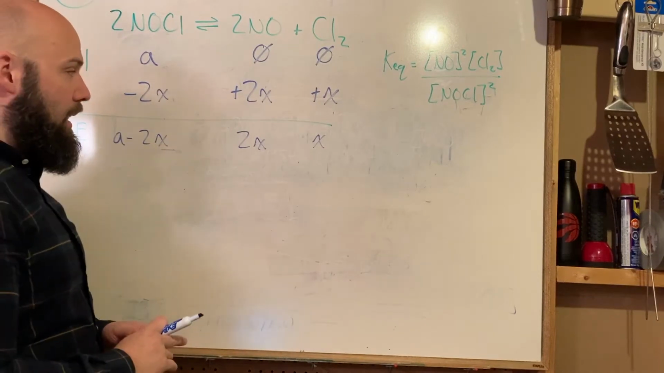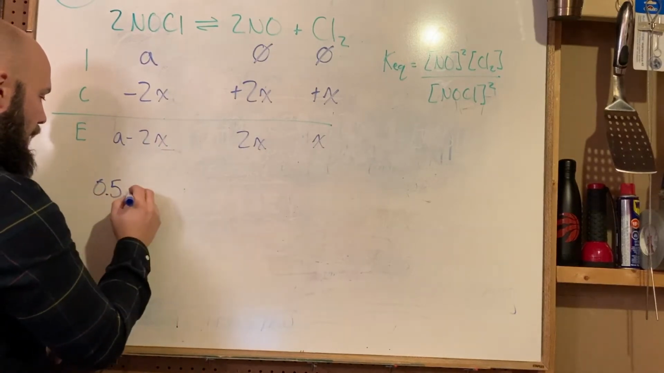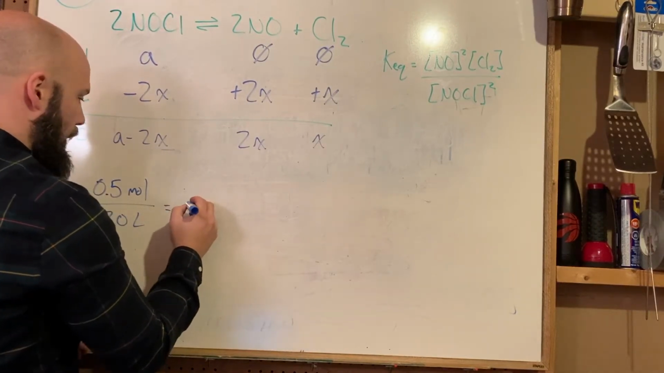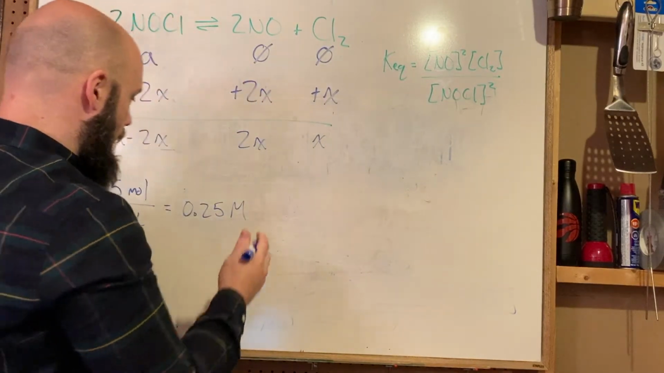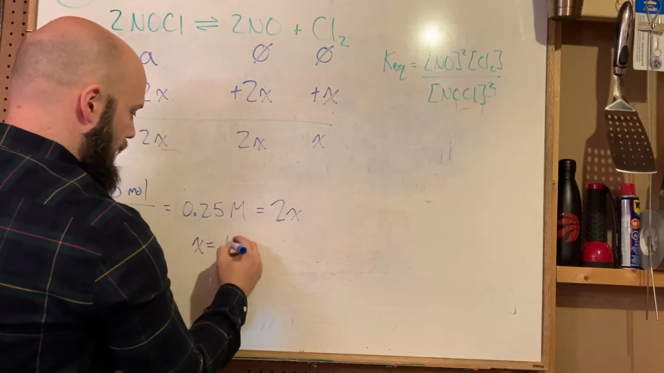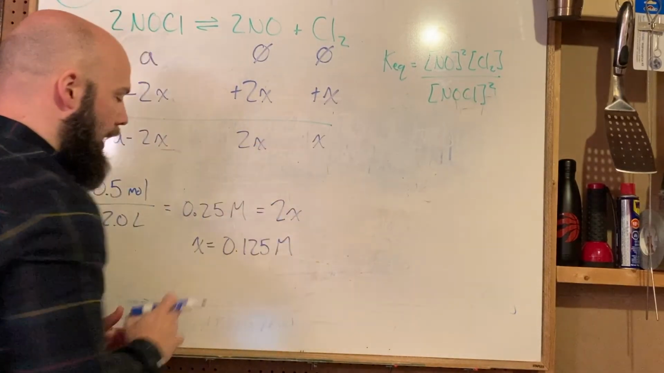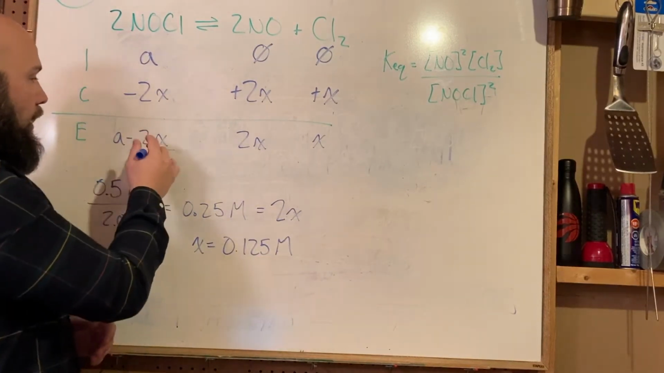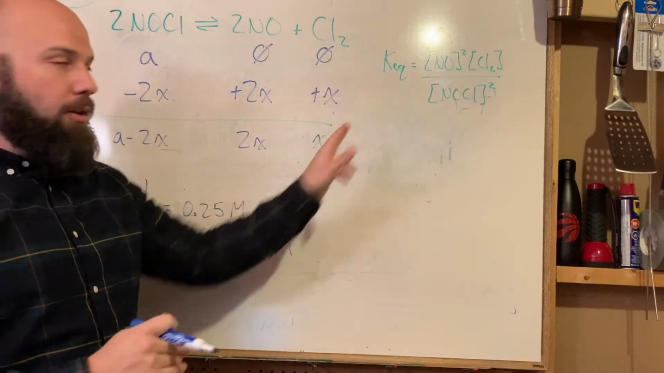And we're told at equilibrium that there are 0.5 moles of nitrogen monoxide in a 2-liter vessel, meaning we have 0.25 moles per liter, which is equal to 2x, given this value here. We solve for x, and that is 0.125 moles per liter. We now know x, and we can find A using our KEQ expression.